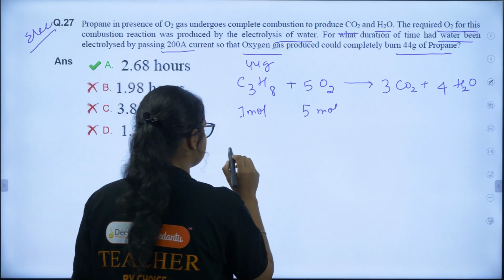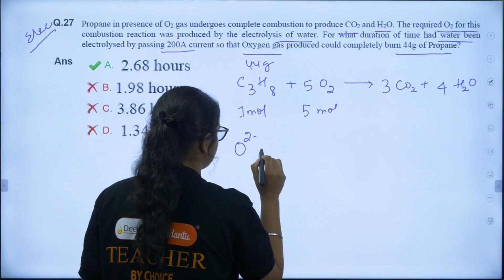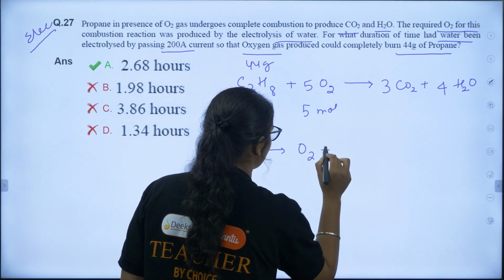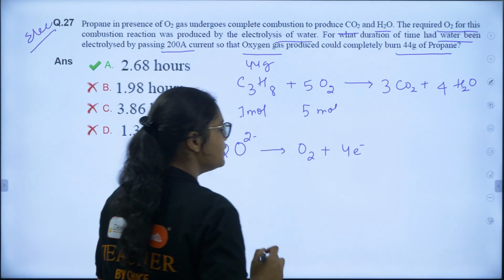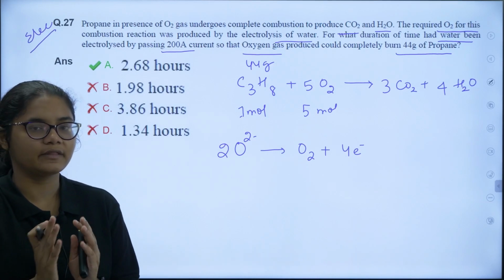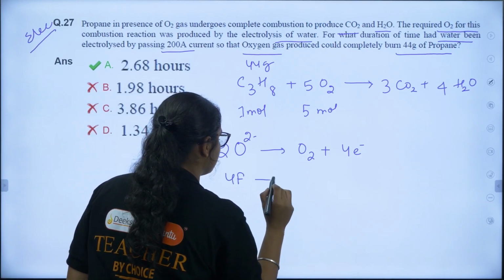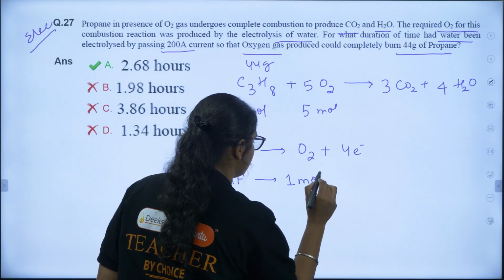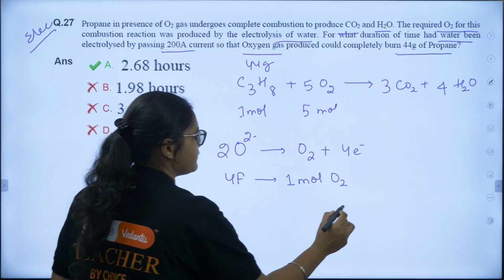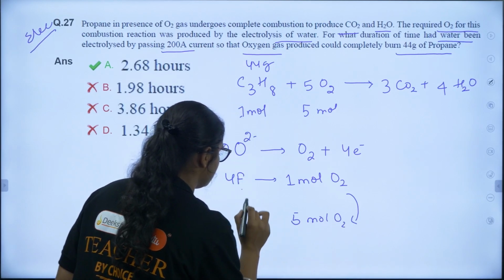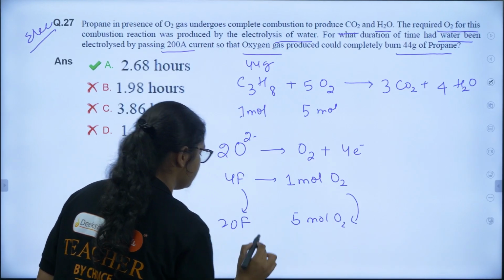Now if you know the reaction for oxygen, it is 2O2- will give you O2 plus 4 electrons, right? 4 electrons means 4 moles of electrons, that is 4 Faraday. So I can say with 4 Faraday of electrons, I can have 1 mole of O2, right? Then if I want to have 5 moles of O2, then we need 20 Faraday of current, right?